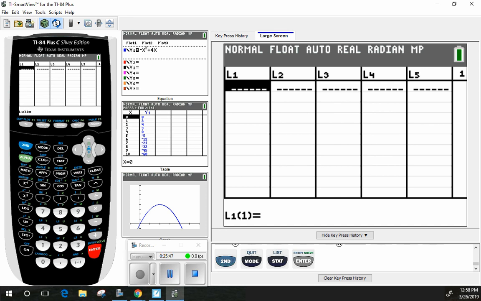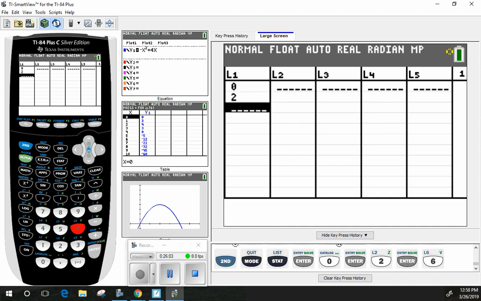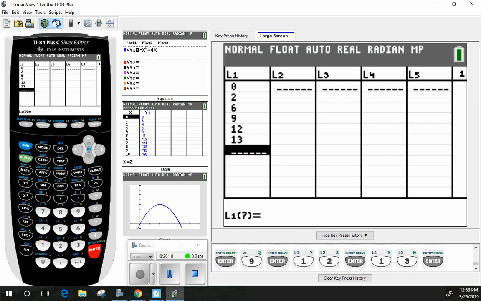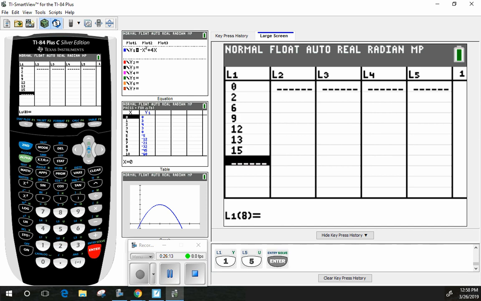Make sure you put your X's in list 1. That'll save you some time later. And the Y outputs in list 2. So we're just going to copy our table into this stat edit menu. We've got 0, 2, 6, 9, 12, 13, and 15. So there's all our inputs. Just make sure it's all correct. 9, 12, looks good. Then you can scoot over with the right arrow to list 2 and put the corresponding outputs, making sure they line up with the right inputs.